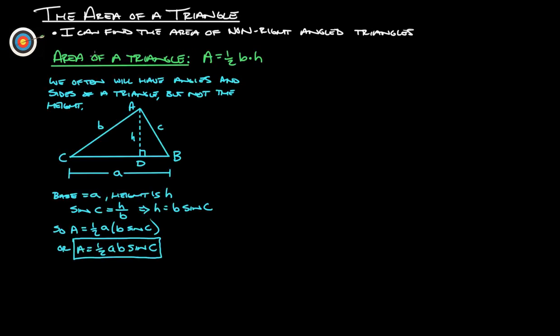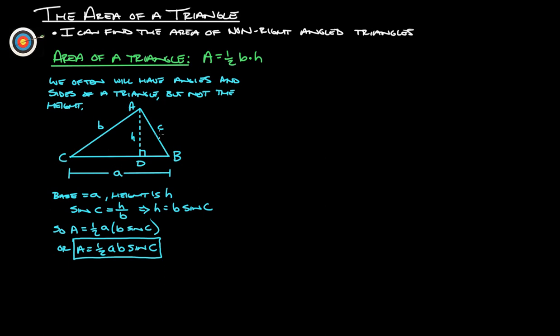Also, area of a triangle. Area is 1/2 base times height. Now, we will often have angles and sides of a triangle, but not the actual height. So in order to use this formula, we need the base, which in this case would be CB, and then we also need the height, which would be AD. So, if we label everything here.